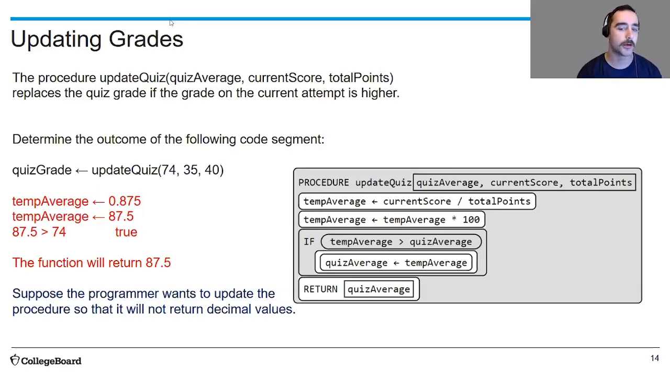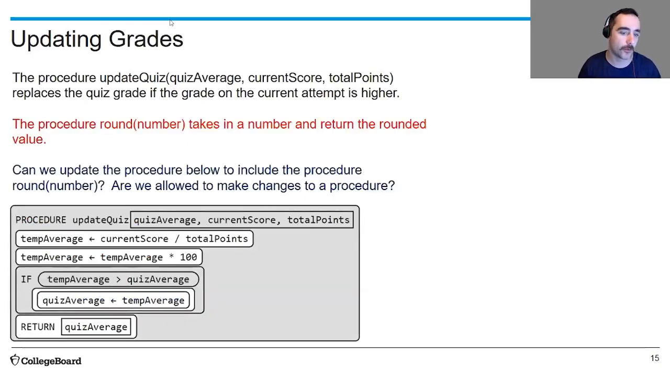So that's our procedure as it is. But there's a problem. Maybe there were some complaints, and the programmer doesn't like this value of 87.5 as the quiz grade. Maybe they don't want any decimal values. They want whole numbers for the grade. So the real question now becomes, am I able to update that procedure below? Are we allowed to make changes to a procedure after the fact? That's really the question at hand here.